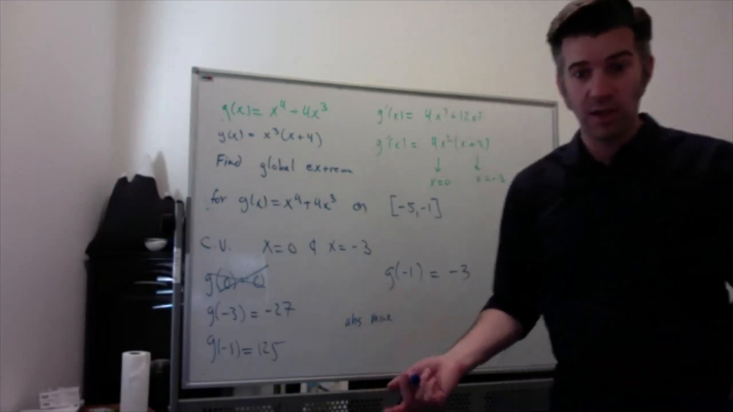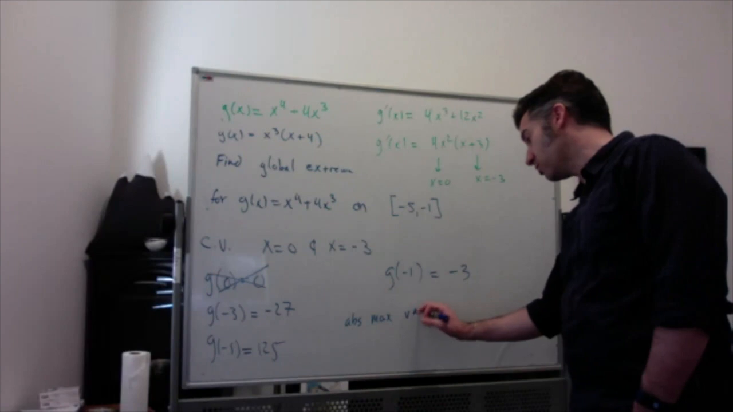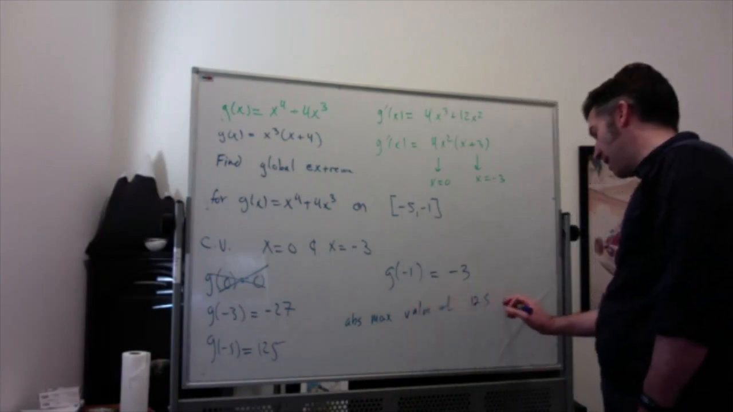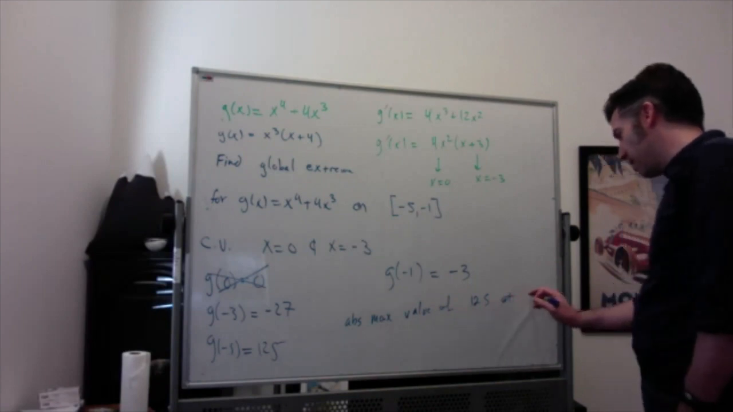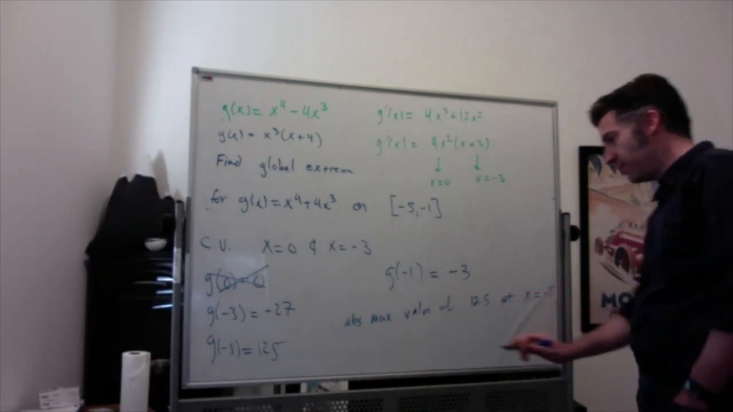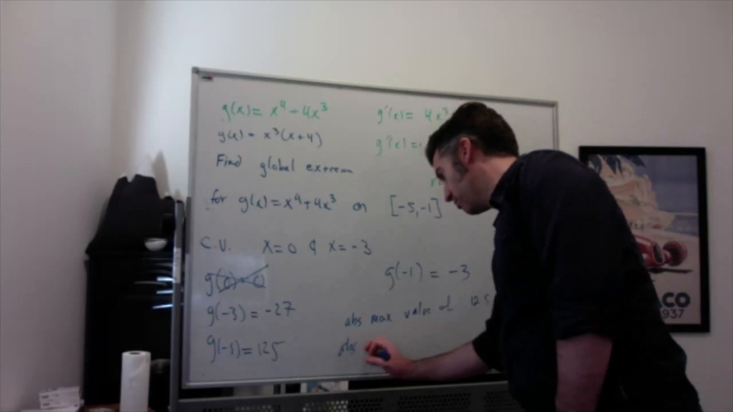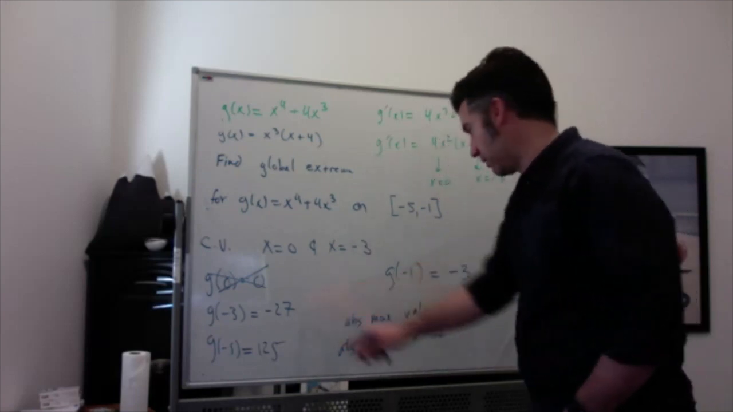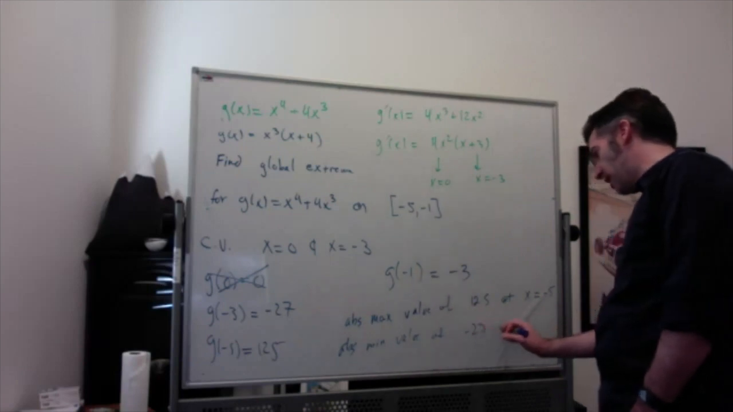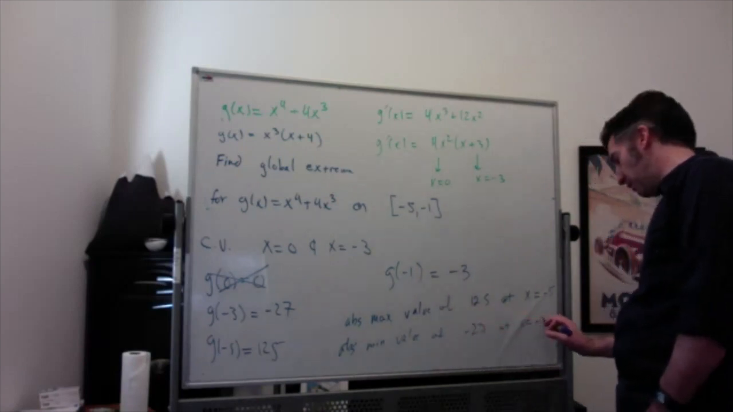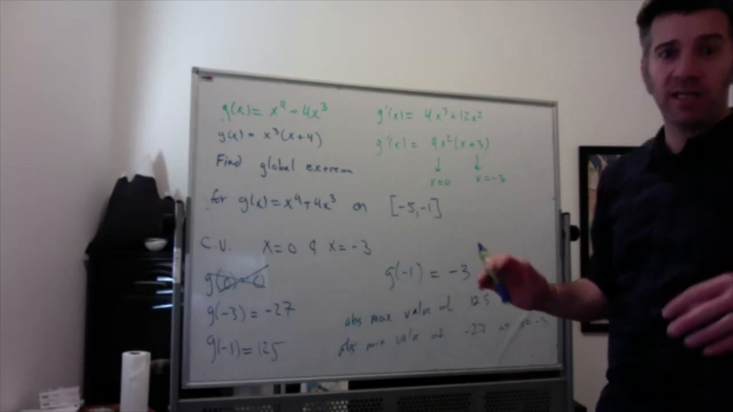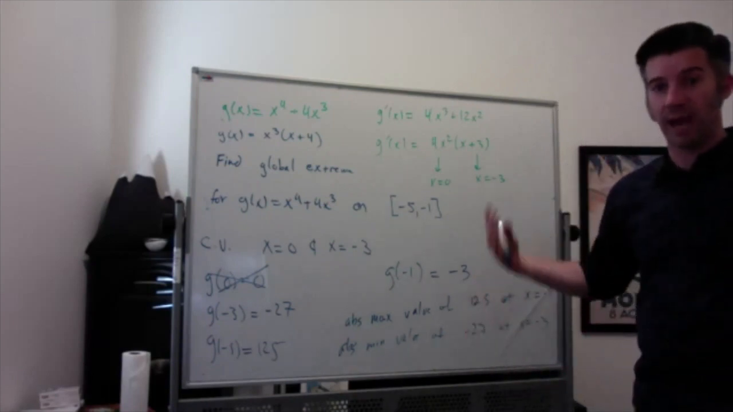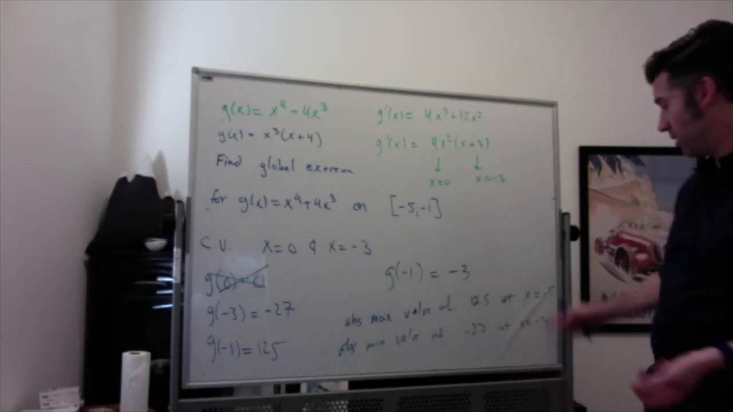What's your language? We have an absolute maximum value of 125 at x equal to negative 5. We have an absolute minimum value of negative 27 at x equal to negative 3. So if they're asking you for the maximum or minimum value, they want the y part. If they're asking you where the absolute maximum or minimum occurs, they want the x part.